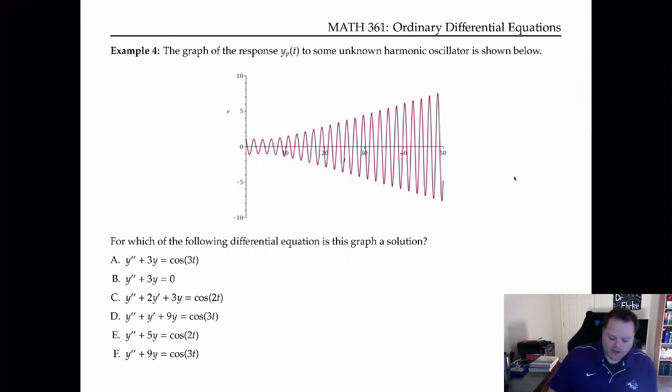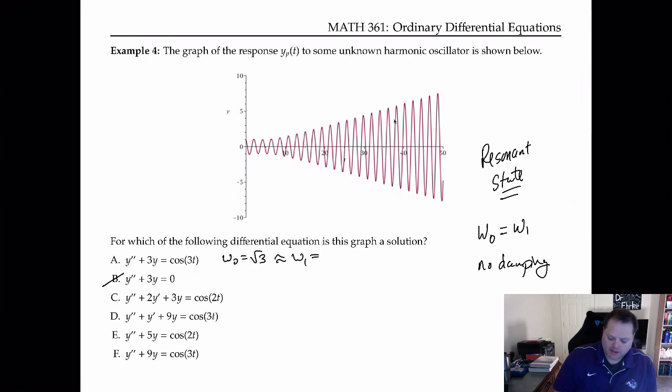All right, if you haven't paused the video yet, please do so. What we have here is a resonant state. You can see the linearly increasing amplitude. A resonant state only comes from omega naught being equal to omega 1 where there is no damping. So that's what we're looking for here. You've got to have a forcing function, so B is out. Here, omega naught is square root of 3, which is not the same as omega 1, which is 3. They're kind of close. This would probably lead to beats, but it doesn't lead to resonance. So that one's out. We have damping on C and D, so those are out.